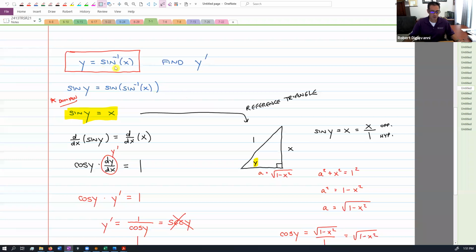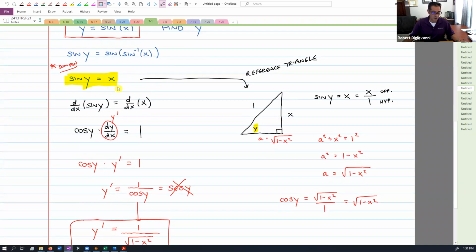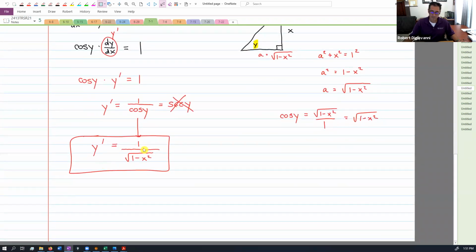And I proved to you, I actually went through the proof of how we can figure out the derivative of inverse sine of x. And I did it using implicit differentiation and this thing called a reference triangle that I told you you're going to use in Cal 2. And then there it is, right? So that's the derivative of the inverse sine function.